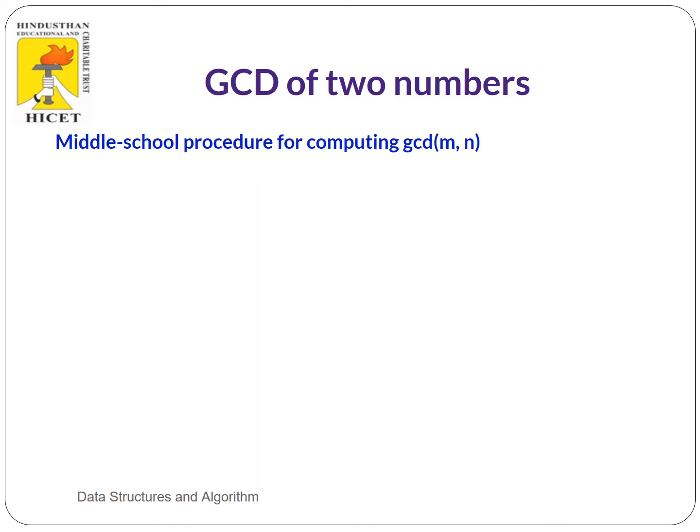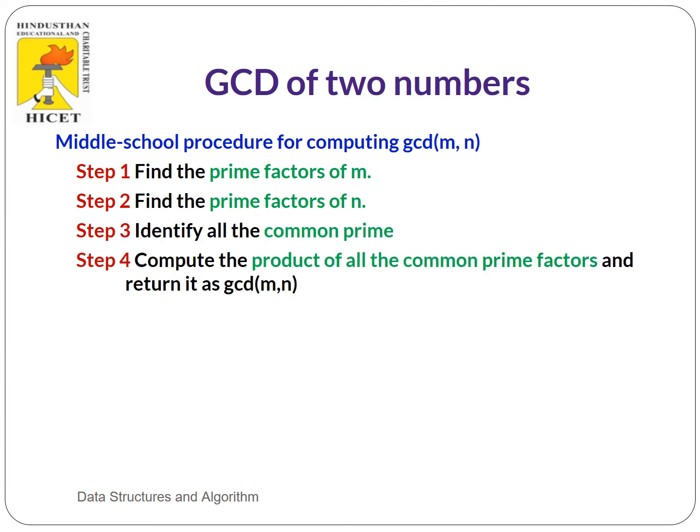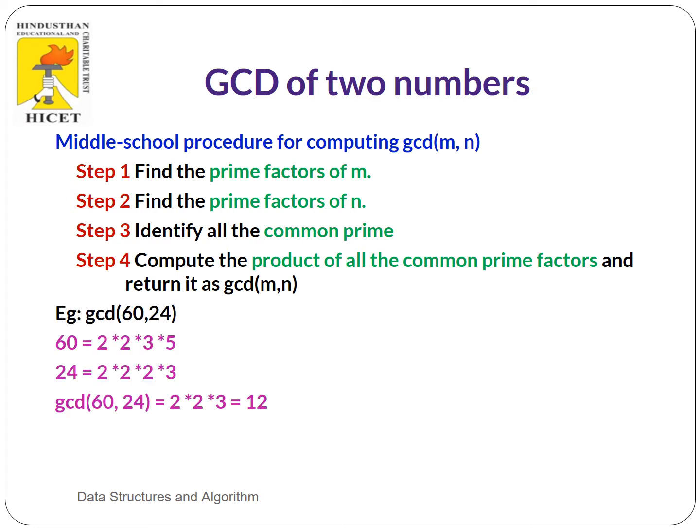Middle school procedure for computing GCD of m, n is a known procedure. First, find the prime factors of m followed by prime factors of n. Then identify all the common prime factors. Compute the product of all the common prime factors and that will return the GCD of m, n. The example of GCD of 60, 24 is given there, which gives a result of 2 into 2 into 3, which is equal to 12.